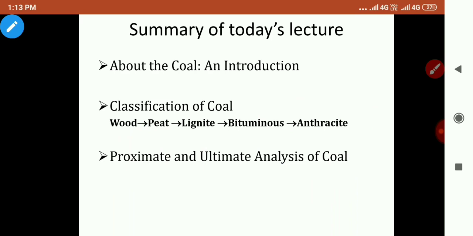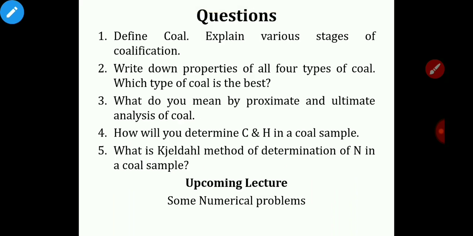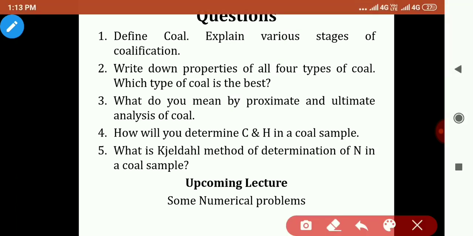So this is how today we have discussed, and these are some important questions that you can cover while considering this lecture. Define coal and explain various stages of qualification. It involves biochemical stage and chemical stage, and then you can consider various stages of qualification, like you can involve the degree of qualification starting from wood and then ending up to the anthracite. Then write down properties of all 4 types of coal. Which type of coal is the best?